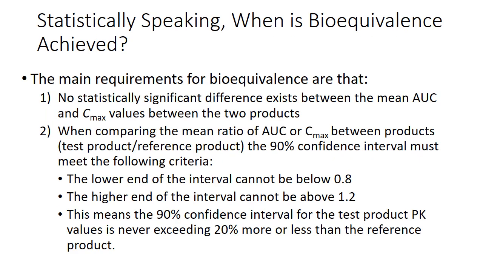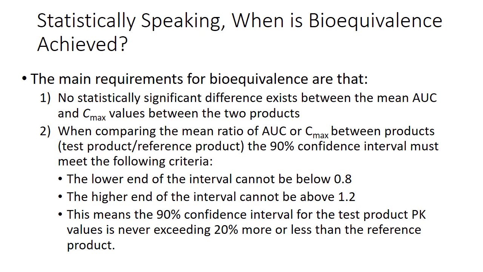So statistically speaking, when is bioequivalence achieved? So I alluded to statistics earlier. Now we're going to talk in more detail. And if this doesn't make sense immediately, I think the example on the next slide will help a lot. So the main requirements for bioequivalence are that, first of all, no statistically significant difference exists between the mean AUC and Cmax values between the two products. That means both AUCs should have a p-value no less than 0.05.